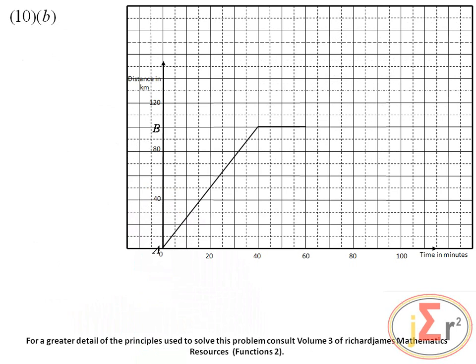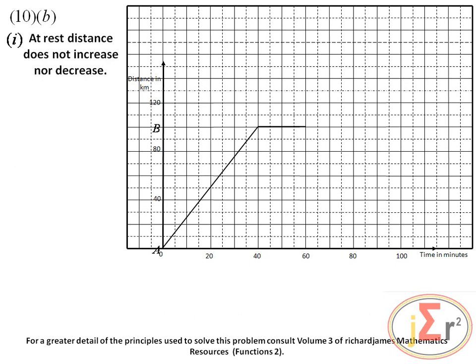The distance-time graph describes the journey of a train between two train stations, A and B. Answer the questions on the answer sheet. So we're going to answer the questions that are going to be asked. For how many minutes was the train at rest?